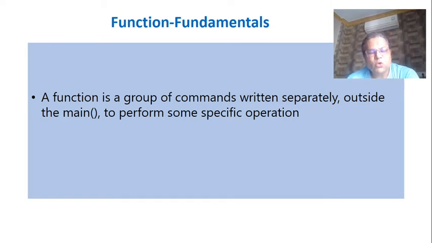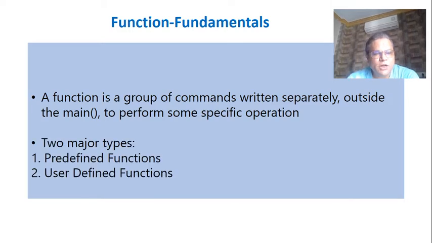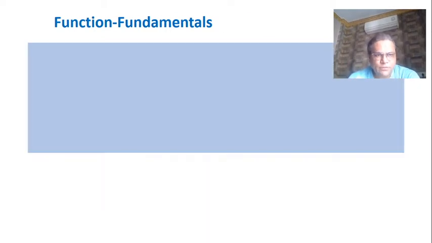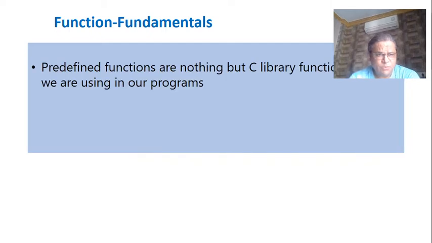Now let us go through the types of functions. There are two major types of functions. One type is called predefined functions, and the second type is known as user defined functions. So what is the difference between these two types and which functions are we going to write now? We will start with predefined functions. We know that predefined functions are nothing but C library functions which we are using in our programs.